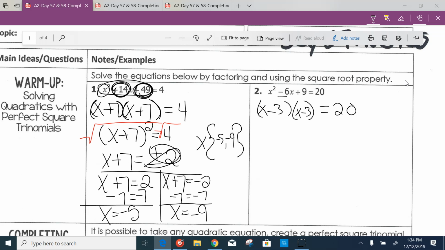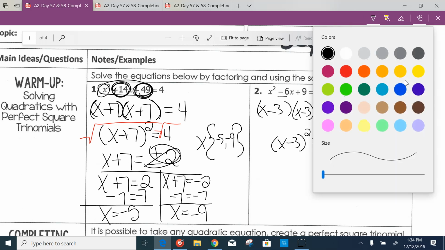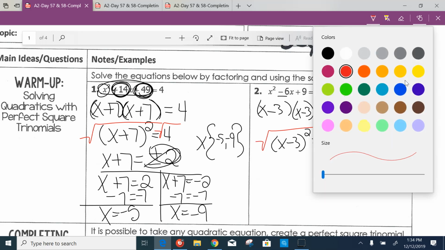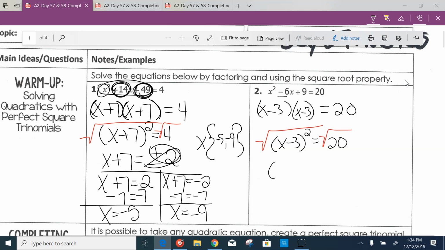Now that I have those, I can write it as a perfect square. What I have is x minus 3 squared equals 20. Just like in the last example, I'll solve for x by getting rid of the squaring by square rooting. When I square root a square, it cancels out, and I'm left with x minus 3. However, the square root of 20, I need to break up.